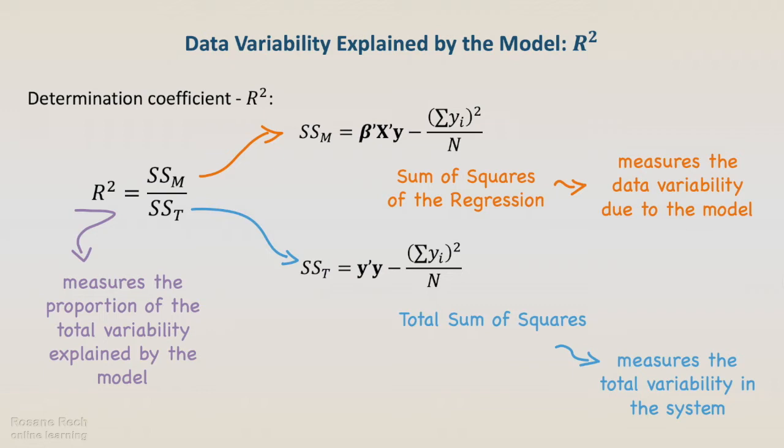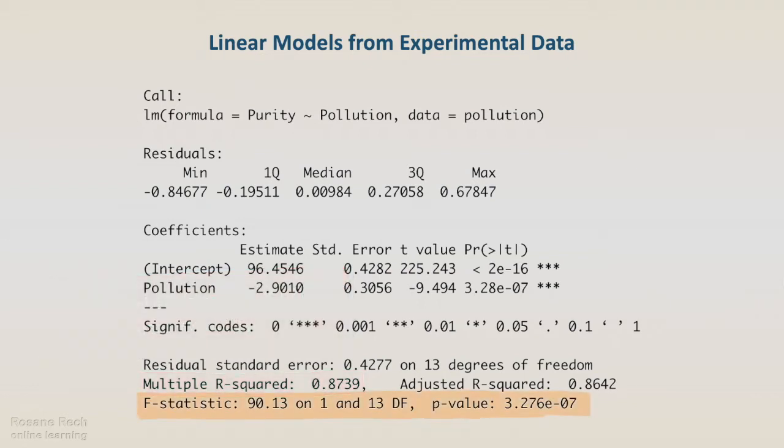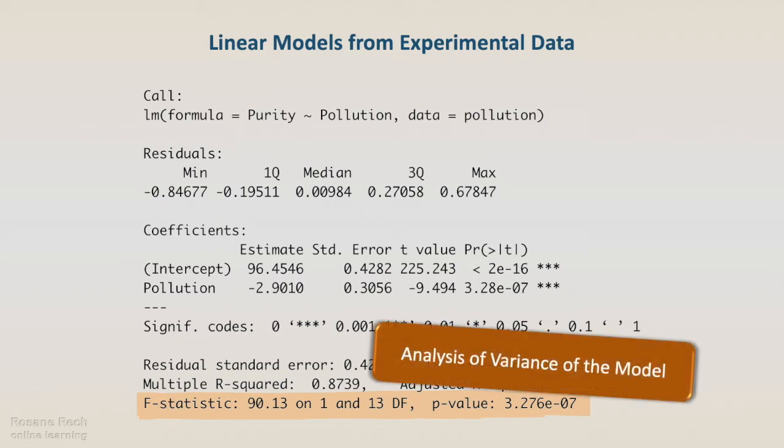Both sum of squares are estimated by matrix operations. In our example, the R-squared states that the model explains 87.4% of the data variability. And finally, let's analyze the last row of the linear model output. It has the information on the F statistic value, the degrees of freedom dF, and the p-value. These are the results of the analysis of variance of the model.